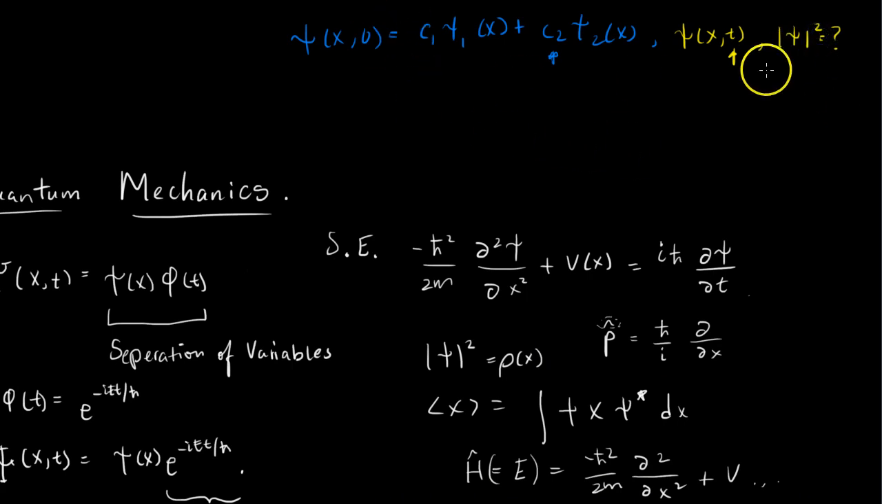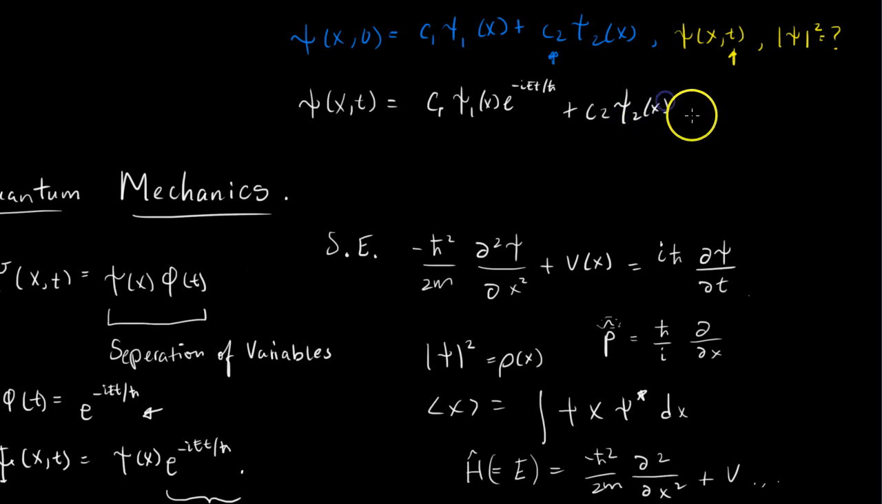So the former is not too hard. We just tack on this time factor, which we already know is constant with everything. It's right here, just e to the negative iEt over h bar. So we get psi of x and t is equal to c1 times psi 1 of x times e to the negative iEt over h bar plus c2 times psi 2 of x times e to the negative iEt over h bar. And that's it, we're done. So this is an example.